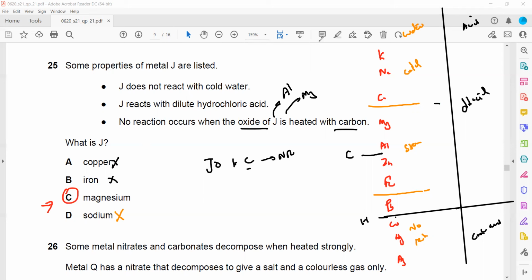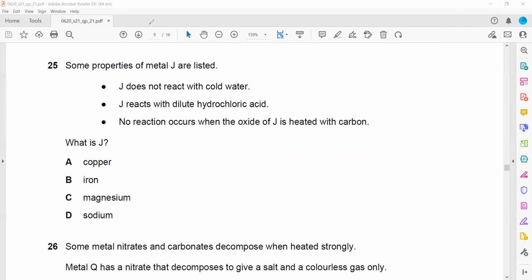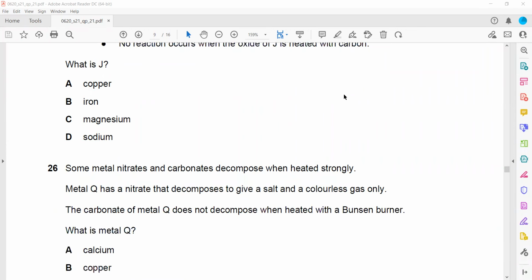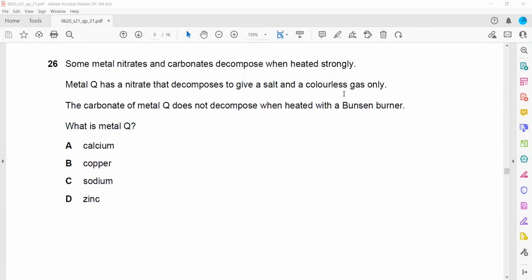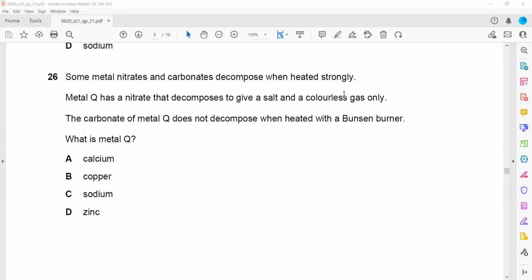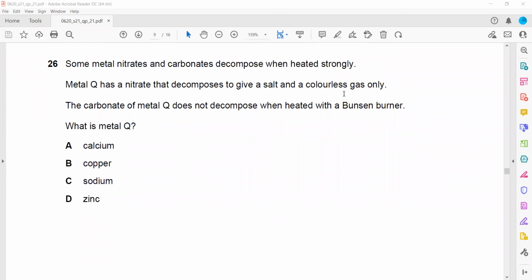So this is related to the reactivity series as well as the reaction of metals with water, with acid, and heating the oxide of a metal with coke or carbon.